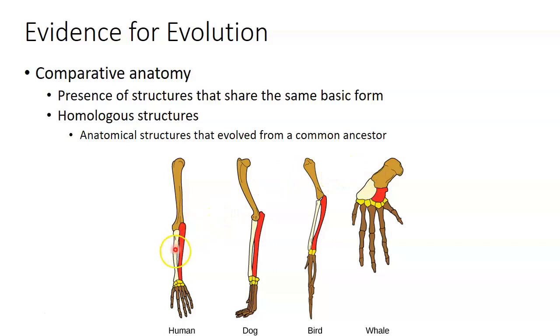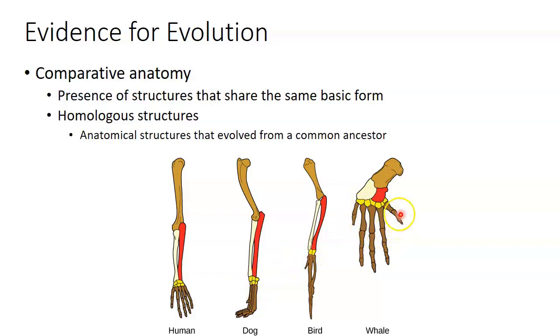And then if we come down here, so if we look at the radius and the ulna in the human, and we compare those to the dog bones in that same location, and here, the flipper of that whale, we find the same bones. And the same thing here, we look at the joint bones there, the wrist bones, comparatively.